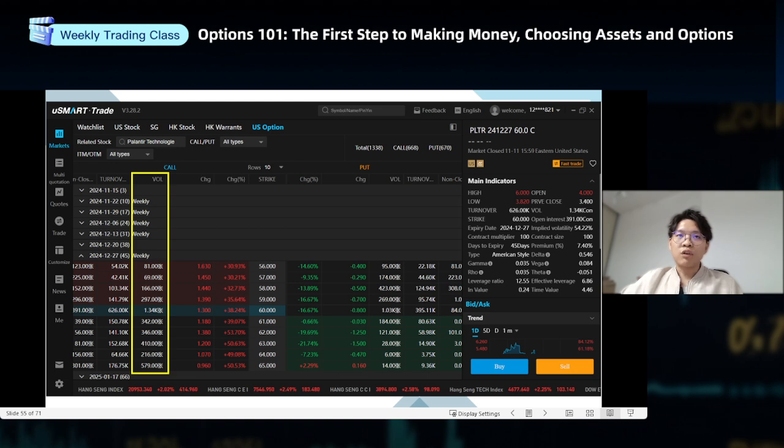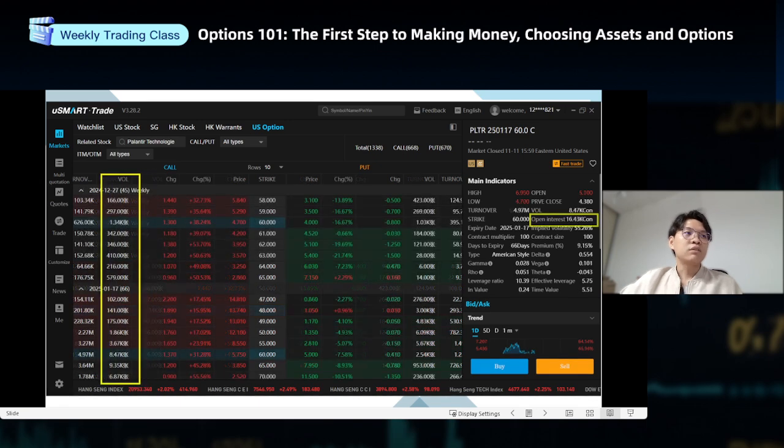And we also check for the volume. You can see that the trading volume is actually very active across different strike prices. So in this case, on the liquidity itself, we are safe to get in and get out. So Palantir on the liquidity, I will give it a tick mark. It passed the liquidity test.